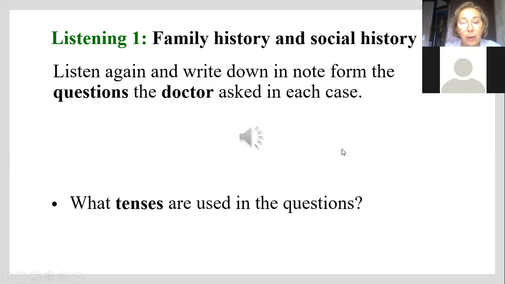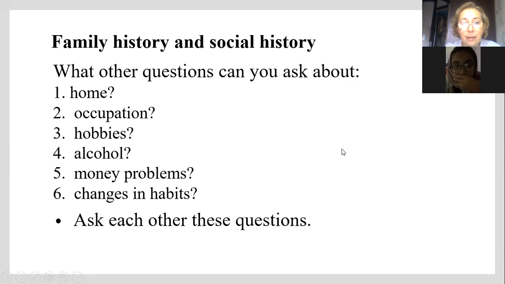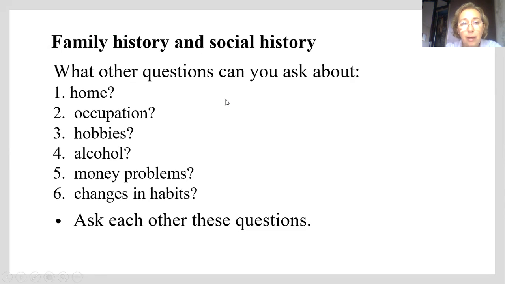Good. Well, and Unit 6. And here is the task. Speaking about family history or social history, the doctors should learn a lot of details and information from their patients. And here are some examples of other questions that a doctor can ask his patient. The doctor can ask about home, occupation, hobbies, alcohol, money problems, and changes in habits.